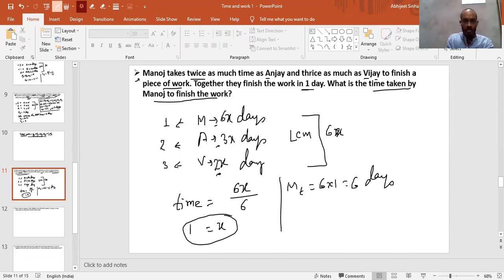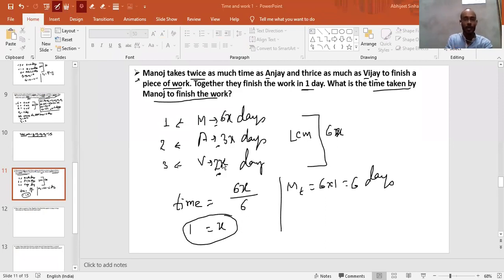Yes, many of you answered, and the answer from Shreya is 6 days. Vaniska also said 6 days. Shreya asks, sir, can we assume any number on our own? Yes, exactly. You can assume any number on your own. Why did I take 2x, 3x, and 6x? Just to get the efficiency as an integer.